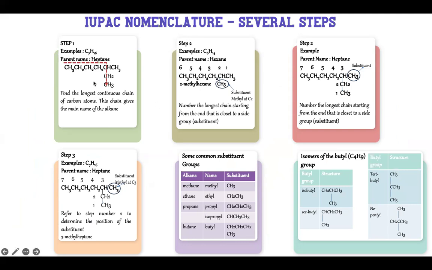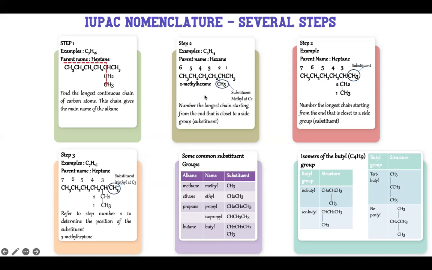Example: C7H16, whose parent name is heptane. First step, what you need to focus on is to find the longest continuous chain of carbon atoms, and this chain gives the main name of the alkane. So how to find the longest continuous chain is through this path. Then for the example given here, it is hexane, C6H14.